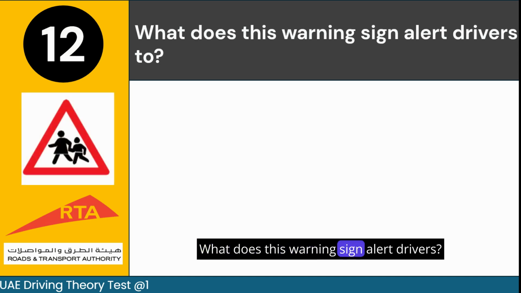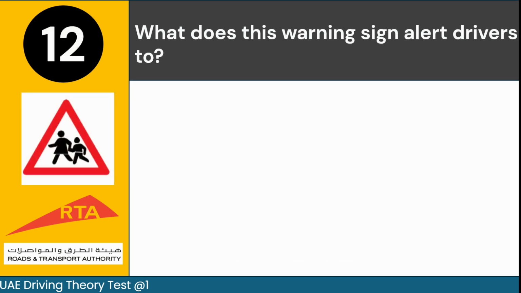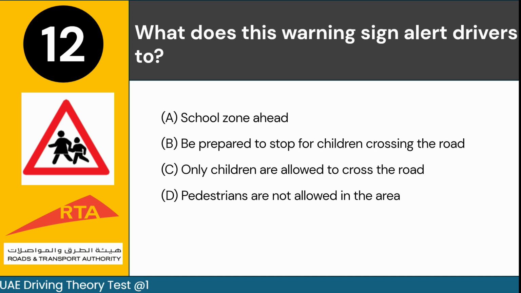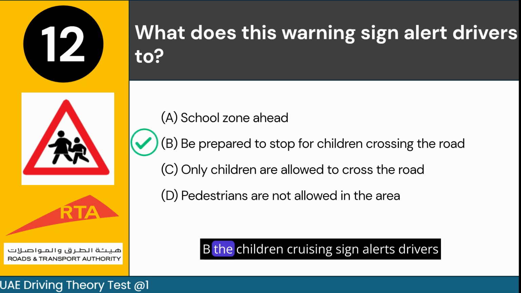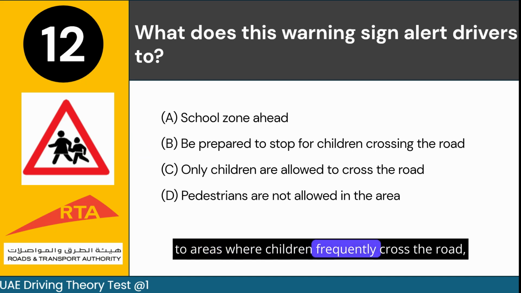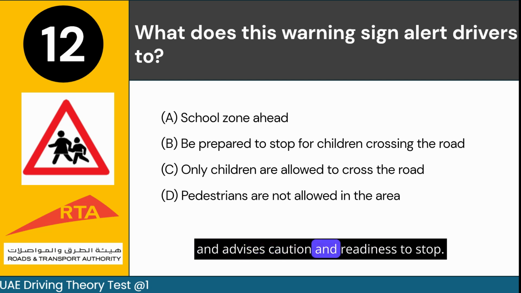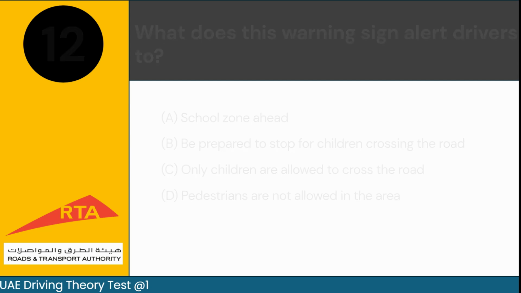What does this warning sign alert drivers to? A. School zone ahead. B. Be prepared to stop for children crossing the road. C. Only children are allowed to cross the road. D. Pedestrians are not allowed in the area. Answer: B. The children crossing sign alerts drivers to areas where children frequently cross the road, such as near schools, and advises caution and readiness to stop.